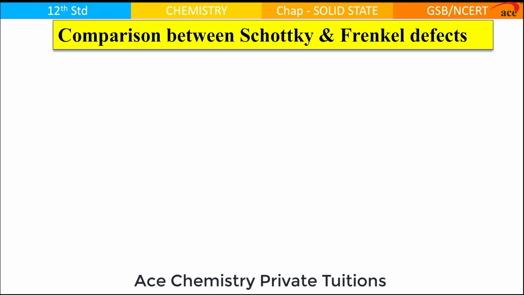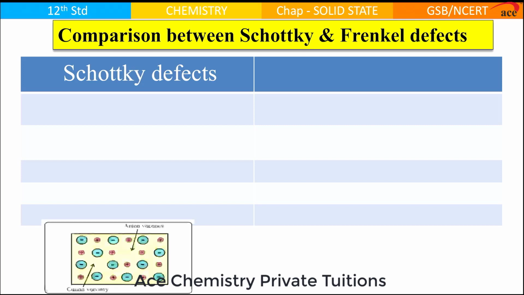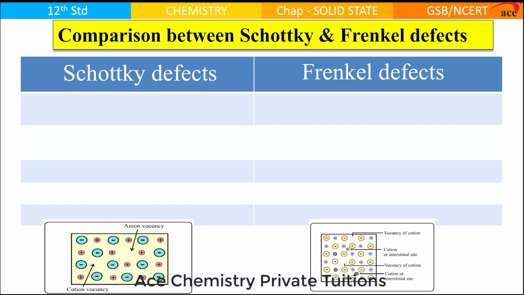Coming to more discussion, comparison between Schottky and Frenkel defect. Now, Schottky defect. You should always remember what happens in Schottky defect: cations and anions are not able to reach their positions. While in Frenkel defect, what you should remember? Cation slips.